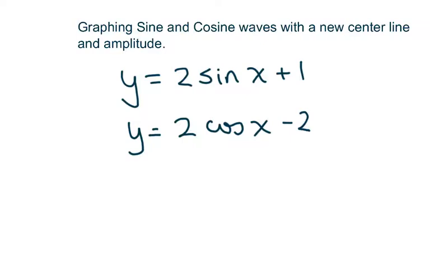Okay, we're going to graph sine and cosine waves with a new center line and an amplitude put together. This is our amplitude. In both cases, I'm going to graph the amplitude of 2. However, we have new center lines.